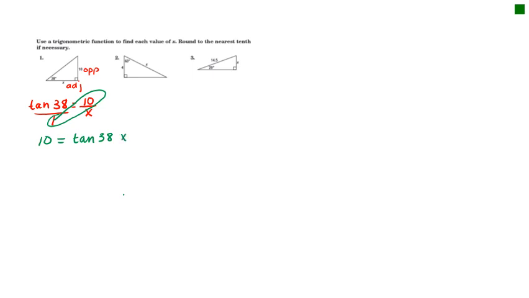All right, I'm going to type in tangent of 38. Tangent of 38, when I put that in the calculator, gives me 0.78. And I'm going to round. And then divide by that decimal. And that will give me my missing side, which I got x is about, because again we rounded, 12.8.